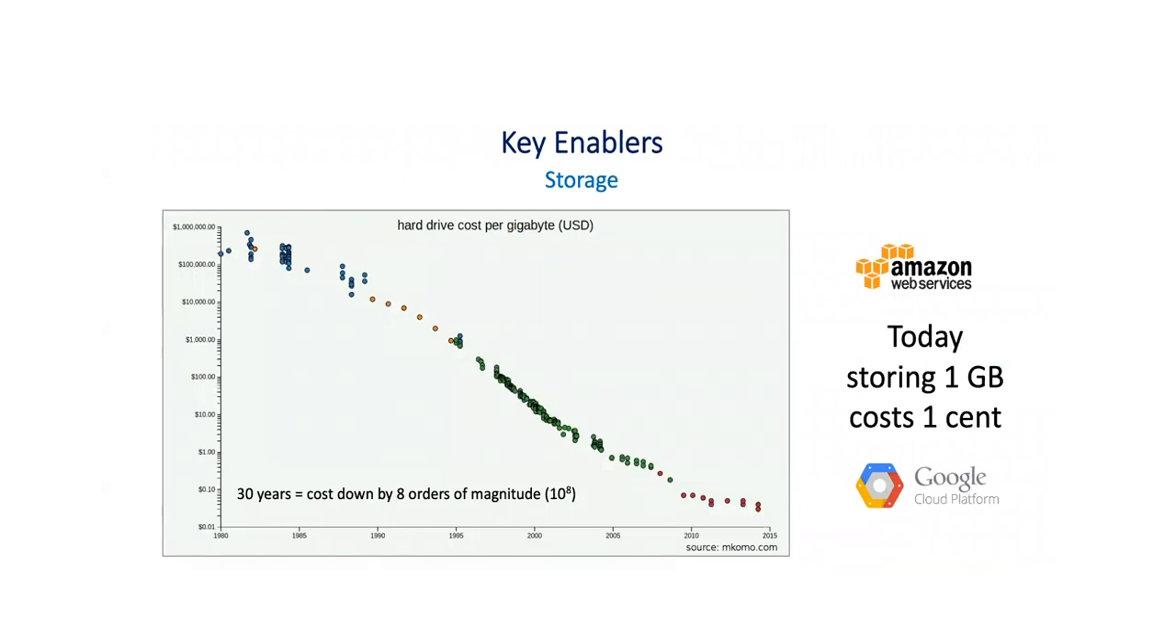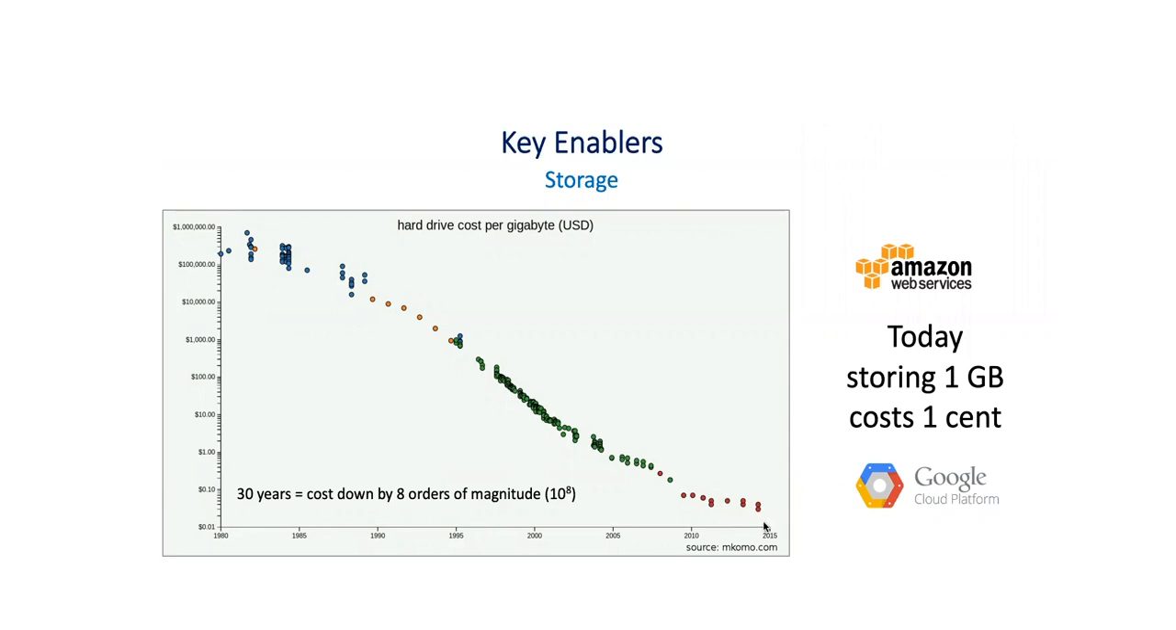Key enablers. Well, this is a slide that I would like to show you afterwards, but I need to introduce it because this is the price in American dollars of 1 gigabyte of storage. Since the 80s, could you see here? Around $1 million in the 80s to store 1 gigabyte, down to cents today.